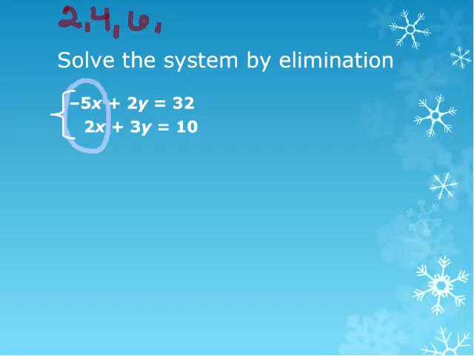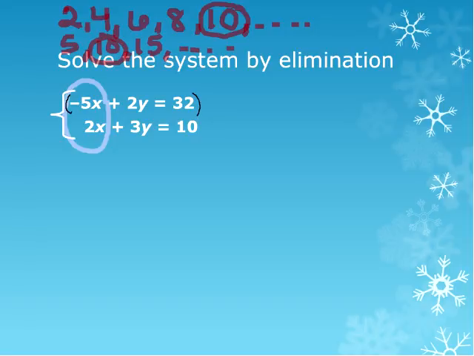10. Good. And everybody see that? Because it goes 2, 4, 6, 8, 10, and so forth. 5, 10, 15, and so forth. 10 is the smallest number in both of those lists. So we want to try to get our equations to have a negative 10x and a positive 10x. All right, to get the negative 10x in the first one, what would I have to multiply through by? Negative 5 times what is negative 10?